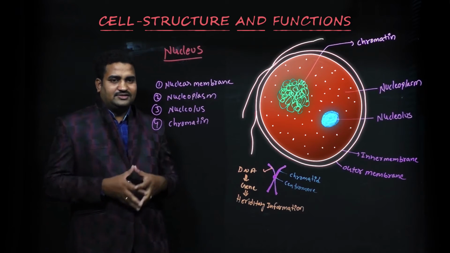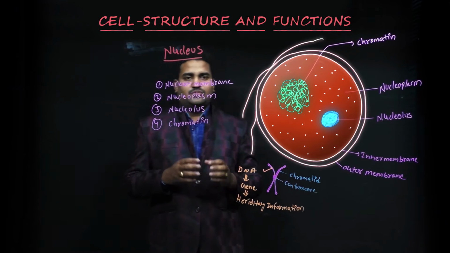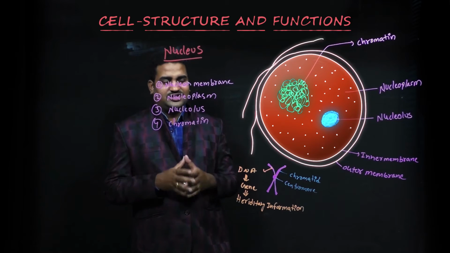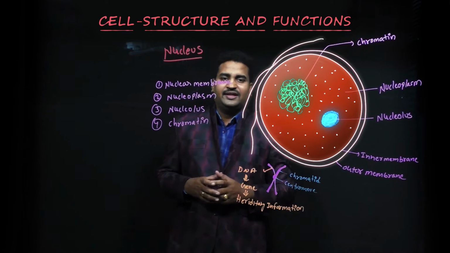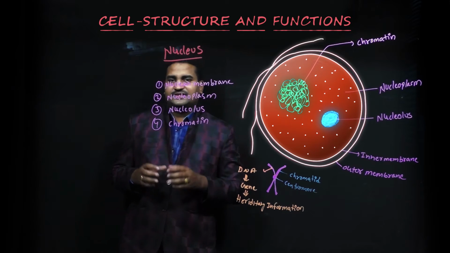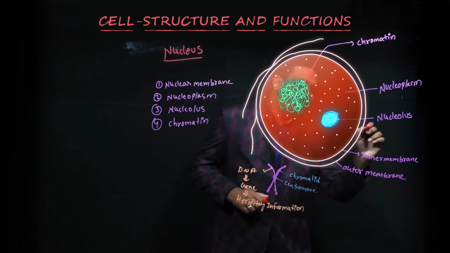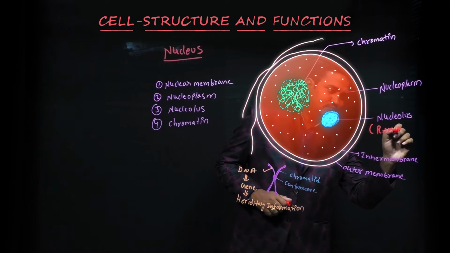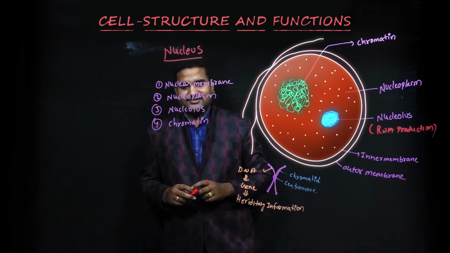So now let us talk about the nucleolus. It is a small organelle-like structure present in the nucleus. This is not covered by any membrane. This nucleolus is the site of synthesis of RNA. Nucleolus is very important for RNA production. So RNA synthesis occurs in the nucleolus.